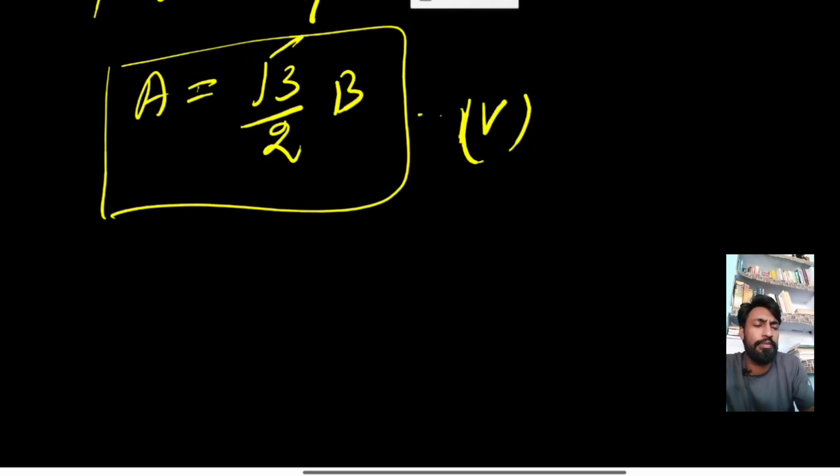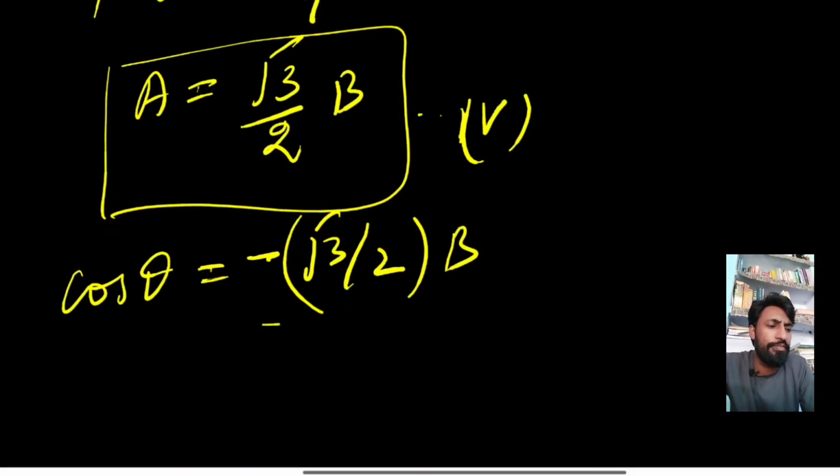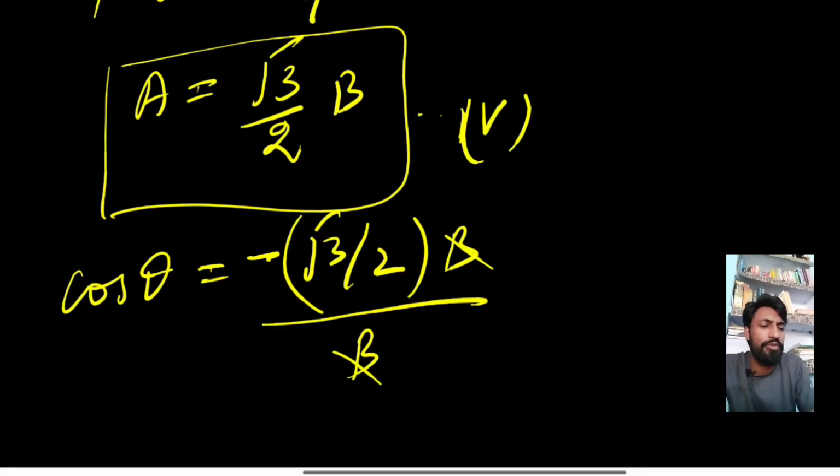And now we can put its value in the cos theta. We have cos theta equal to minus A by B. So for A, I'm writing root 3 by 2 times B, and then this B, because it was minus A by B, gets cancelled out. We get cos theta equals minus root 3 by 2.